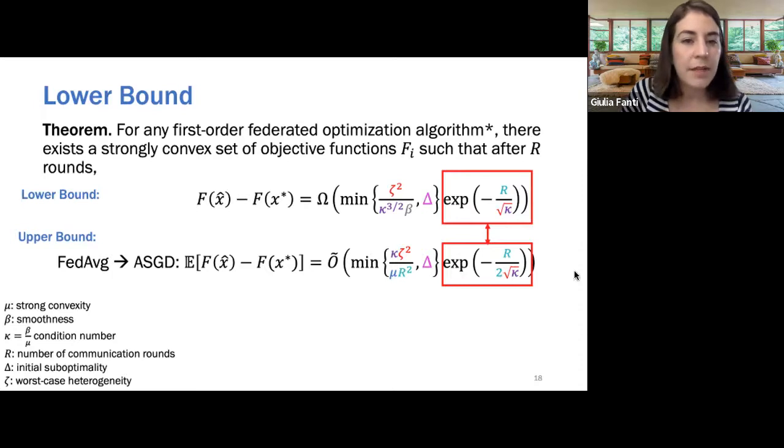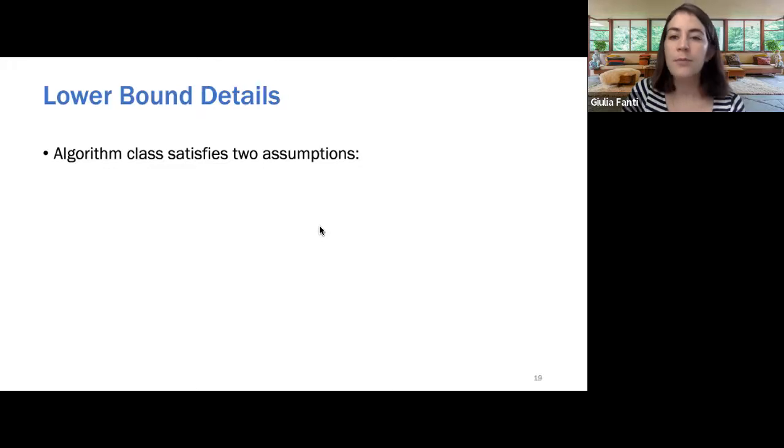So I want to just briefly give a few details on this lower bound. So roughly the proof structure follows the structure of the proof by Woodworth, Patel, and Srebro from their paper Minibatch versus Local SGD for Heterogeneous Distributed Learning, which in turn is inspired by the classical proofs of Nesterov.